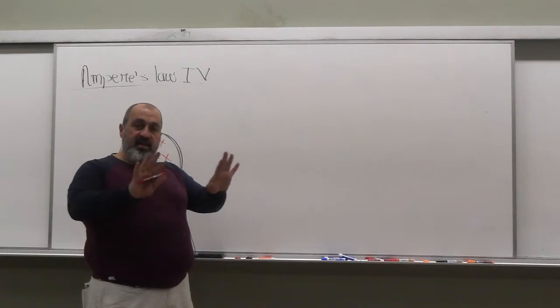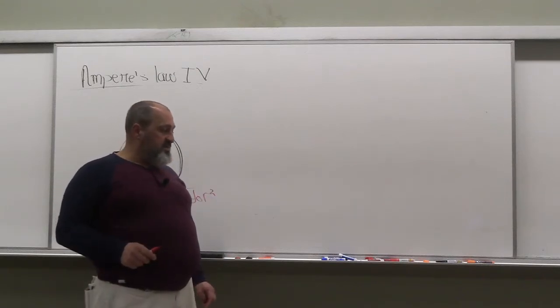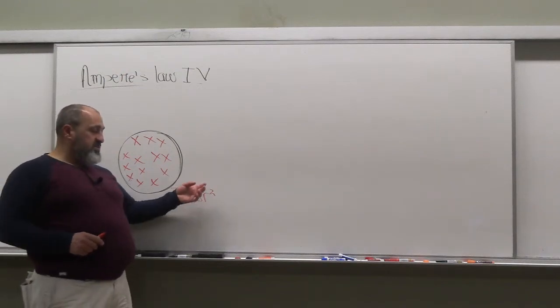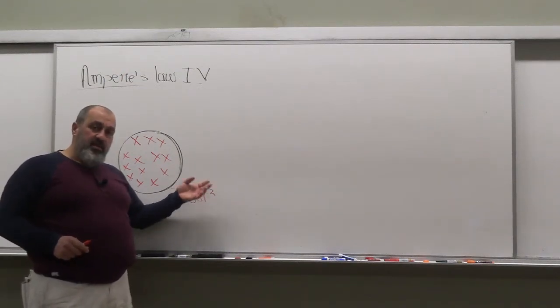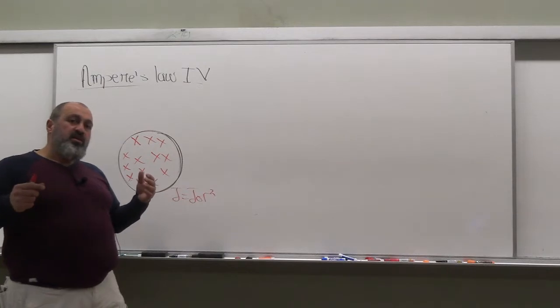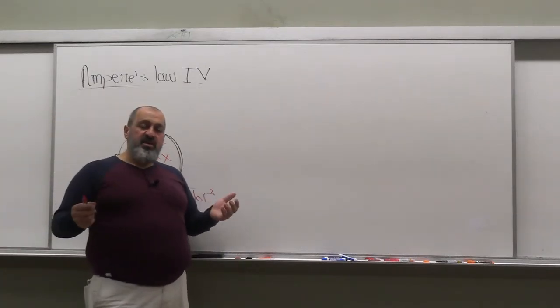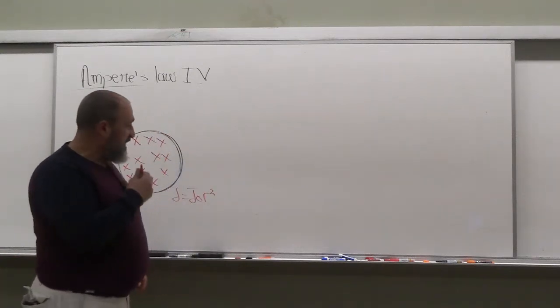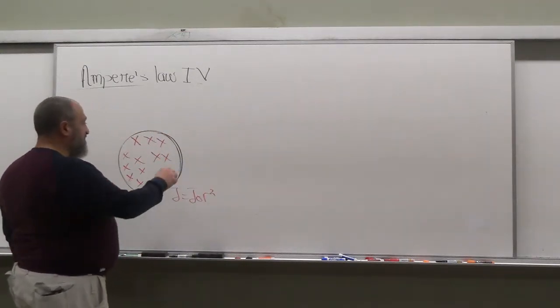uniform field inside. So what you need to be thinking about now is, we can give you the current distribution asking for the field, but if we give you the field looks like this, what current density, what current distribution gives you that field? Think backwards, think reverse. Right? So outside this is pretty easy.